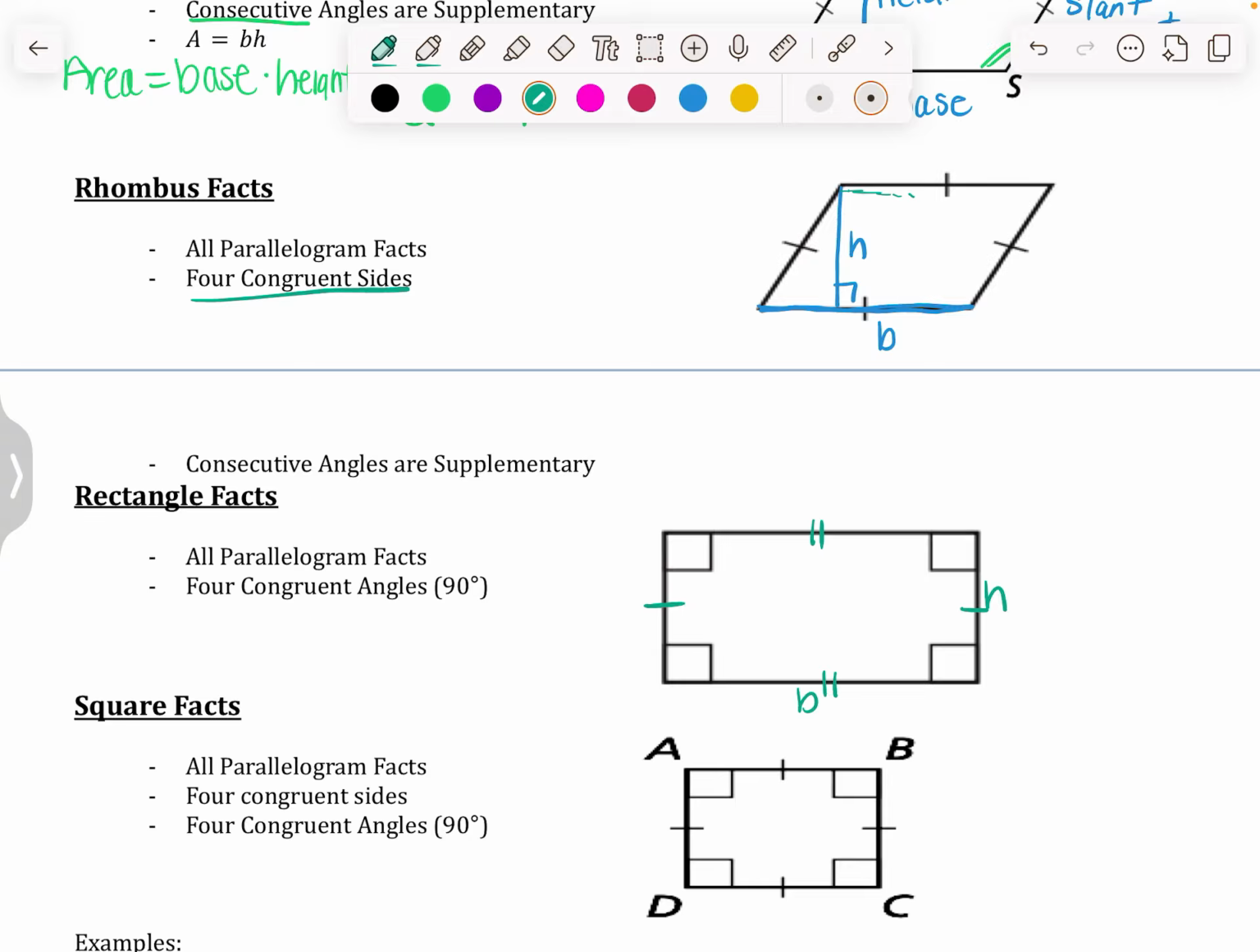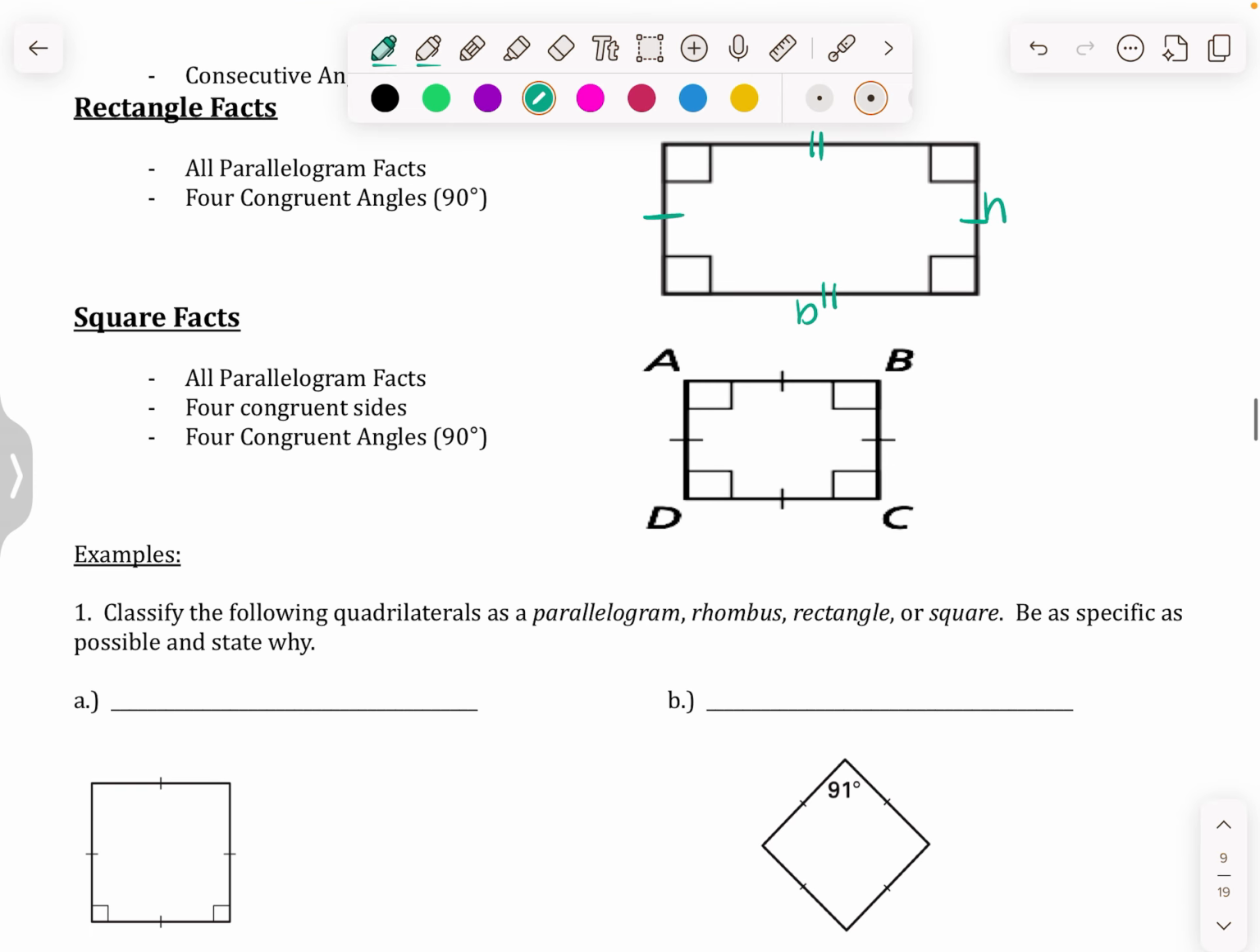And then, of course, we have the square, which has all the parallelogram facts. So opposite angles are congruent. Consecutive angles add to 180. It also has four congruent sides. It has four congruent angles. And area, again, is base times height. And in this one, the sides would be the base and the height. And you can turn that either way for that shape.